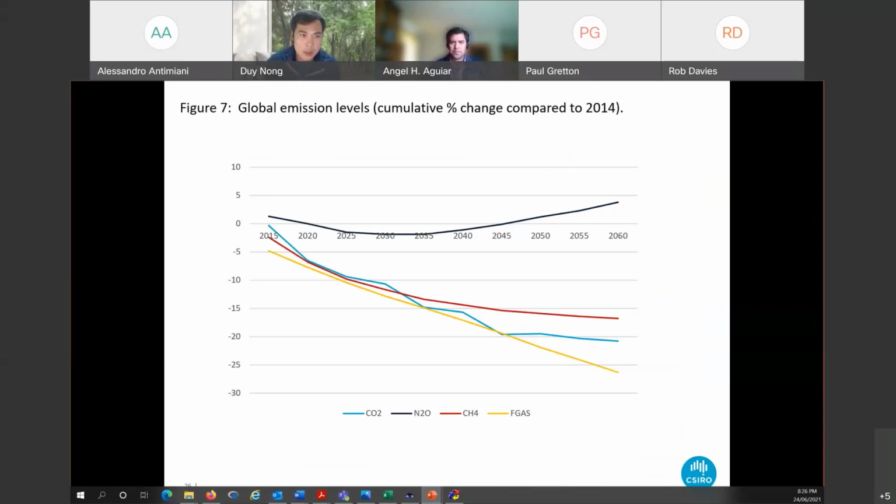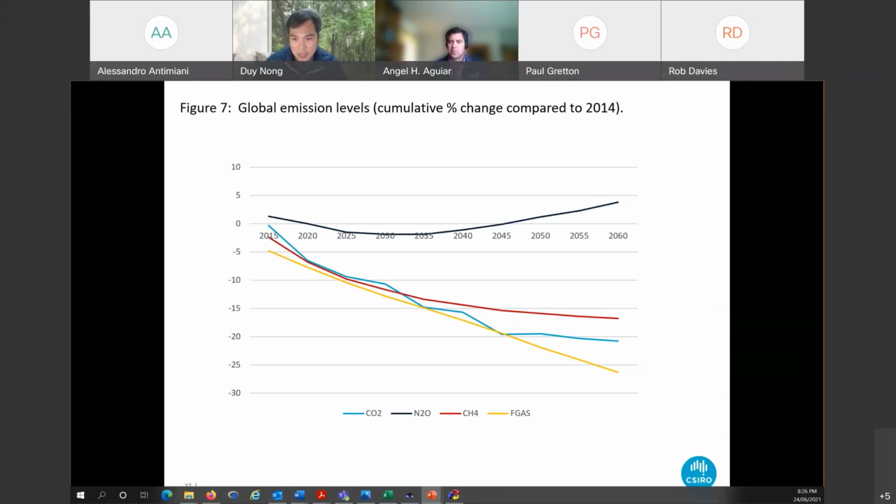And also when we look at the global emission level, the cumulative percentage change compared to 14, we can see that the emission level decreased over time, and we should see this result related to emission level recently. At this time we haven't got time to fix it yet, but I think this one will not look quite reasonable because we believe that the emission level will increase, for example, from 2020 to 2060.